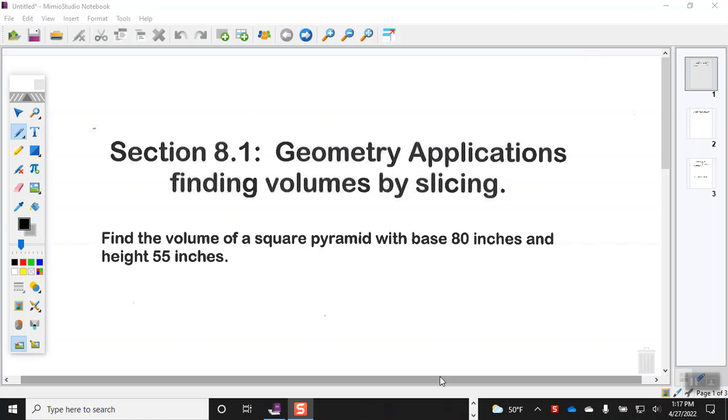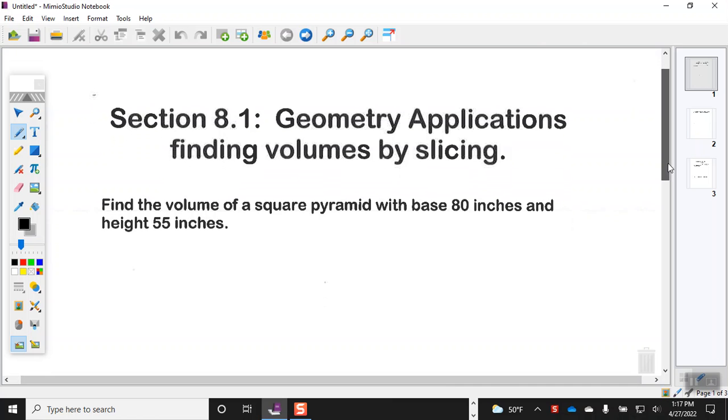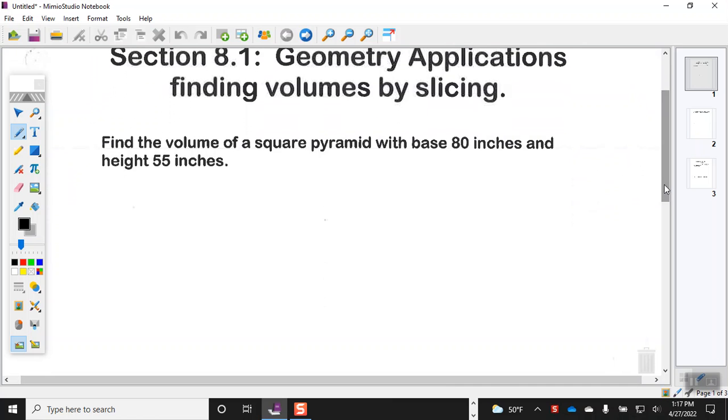Okay, let's start talking right here, guys. First thing we're going to do is look at finding volumes of a square pyramid. Guys, what's the base length they give you on this? 80 inches and a height of what? 55. Okay, I'm going to ask you guys to do your best to try and draw a square pyramid.